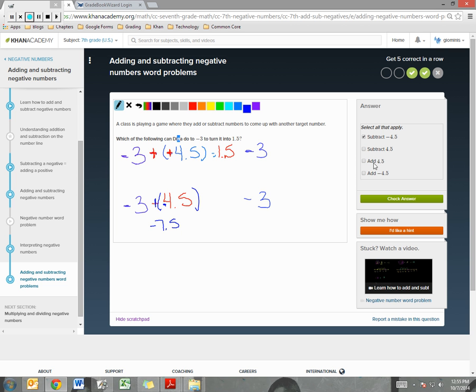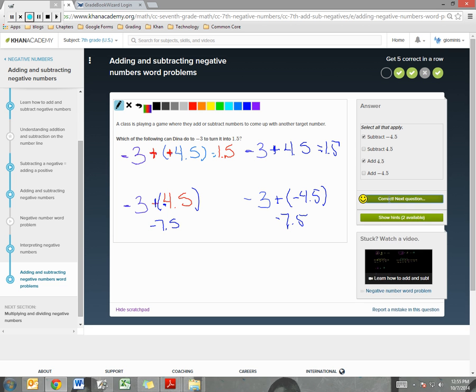Next one, add 4.5 to negative 3. So plus 4.5. This problem looks a lot like this. Oh my gosh, it is this. And that equals 1.5. And this says add negative 4.5. But look, this problem looks identical to this problem, and that gave me negative 7.5. So those are my two answer choices that will work. All right, got it right.